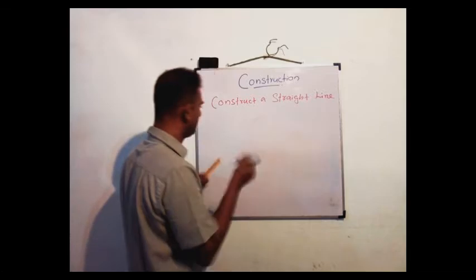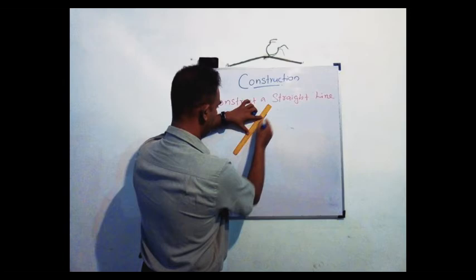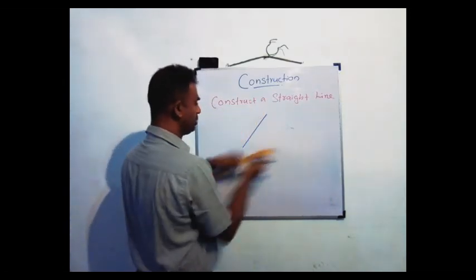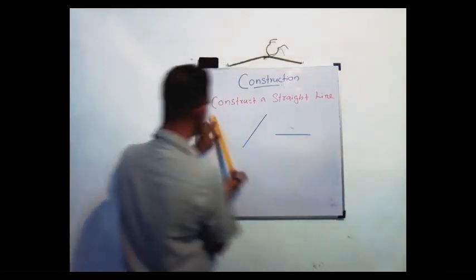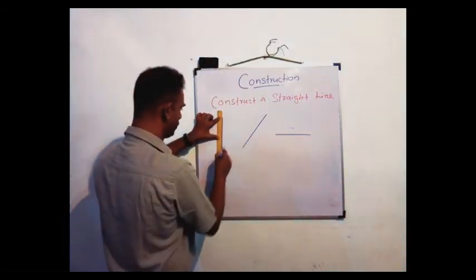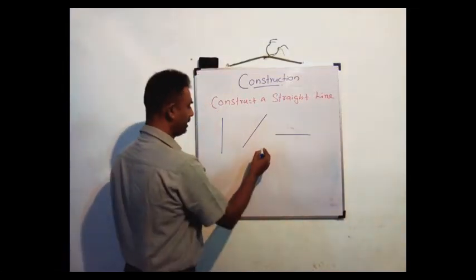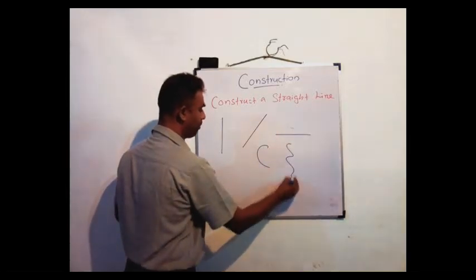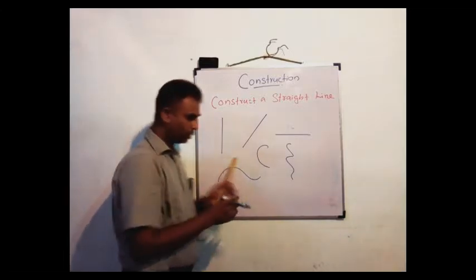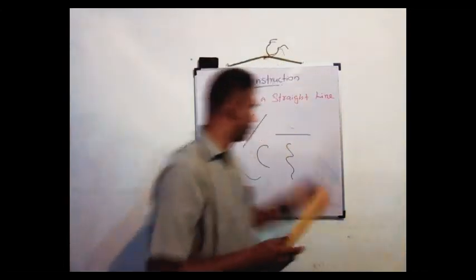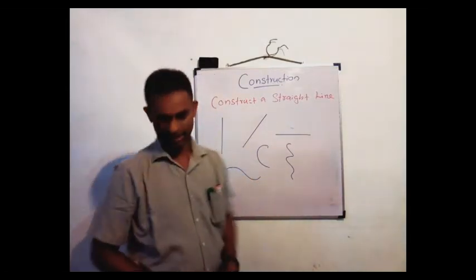See here, this is a straight line. We can draw a straight line like this. This is also a straight line, and this is the same, a straight line. These are straight lines, right? Again, I draw another type of lines. These we call curved lines. There are two types of lines: straight lines and curved lines.